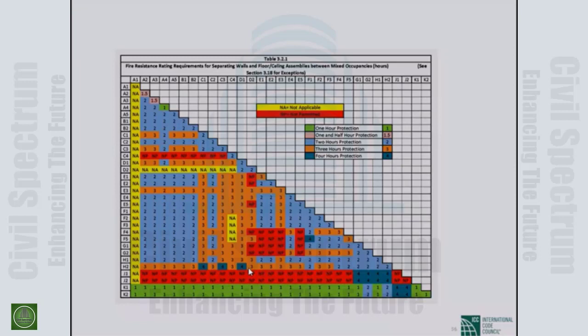Other than red, if it is yellow, it is not applicable for D2, not acceptable. One is not permitted, another is not acceptable, almost similar. But for the other colors, you see 1 hour protected, 2 hour protected, 3 hour protected, 4 hour protected. These are the things.